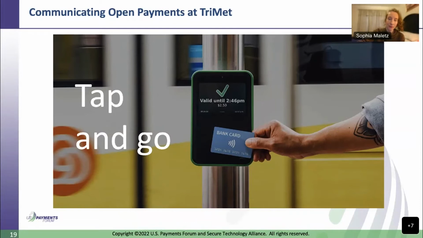Thank you, Sophia. Appreciate it. So since TriMet launched the Hop Fastpass system in 2017, we have been training our customers to tap to pay their fare. And this is the primary action that's required to interact with the Hop fare card readers, and thus became the main call to action in our communications.